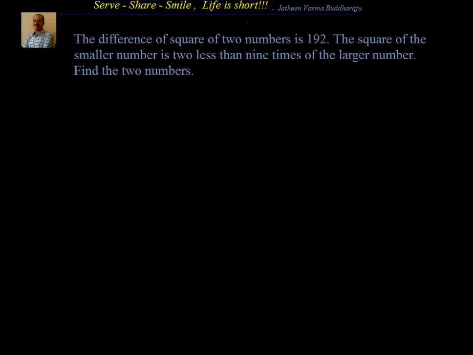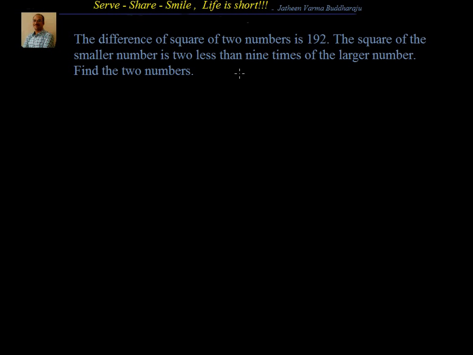The difference of squares of two numbers is 192. The square of the smaller number is 2 less than 9 times of the larger number. Find the two numbers. So let's write down what we have been given. The difference of square of two numbers is 192. The square of the smaller number is 2 less than the 9 times of the larger number. Find the two numbers. So we know that we have to start somewhere with x.